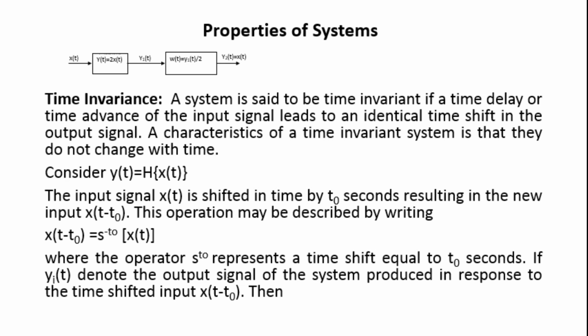x of t is the input to the system y of t, which is equal to 2 into x of t. The output is y1 of t, which is applied as input to the second system, that is w of t is equal to y1 of t divided by 2, so y2 of t is equal to x of t.